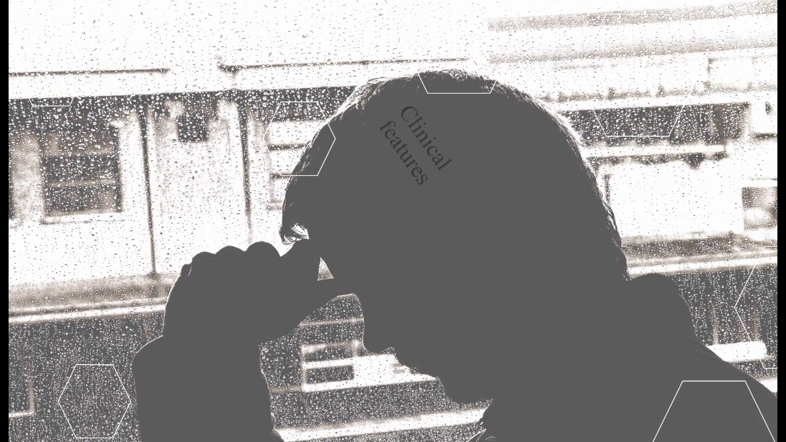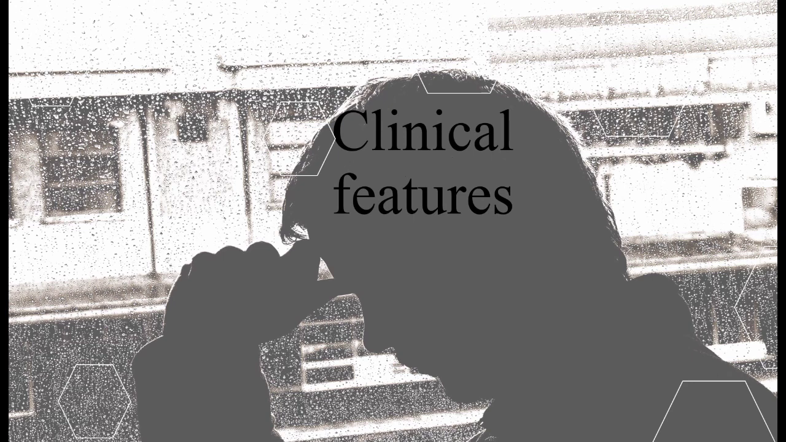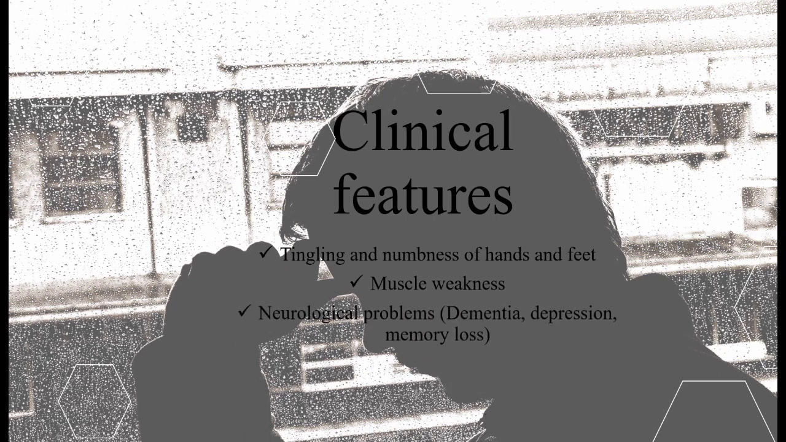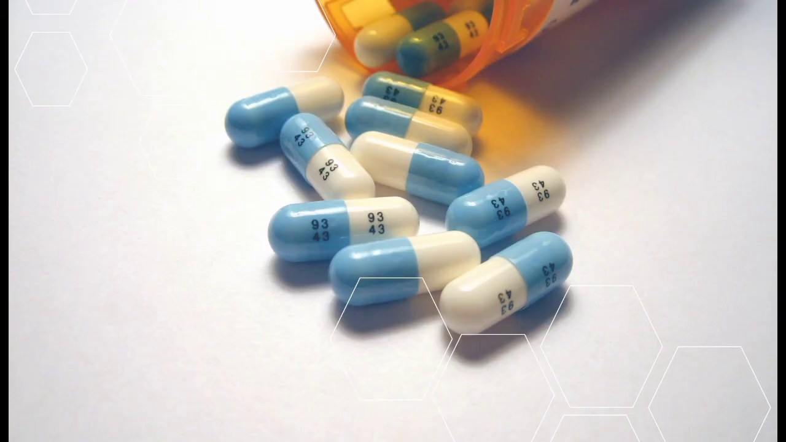What are the clinical features? The clinical features of megaloblastic anemia, we have tingling and numbness of the hands and feet. We have muscle weakness. We have neurologic problems such as dementia, depression, memory loss. We have headaches. Someone could have slight jaundice, which is the yellowing of the conjunctiva. And what is the management?